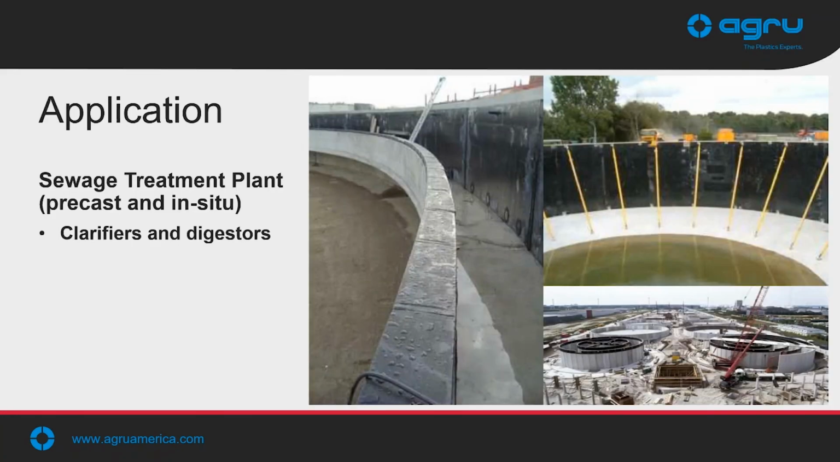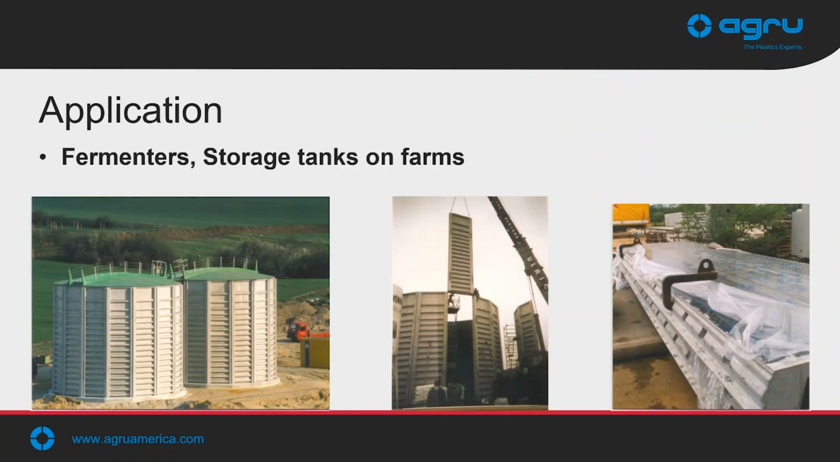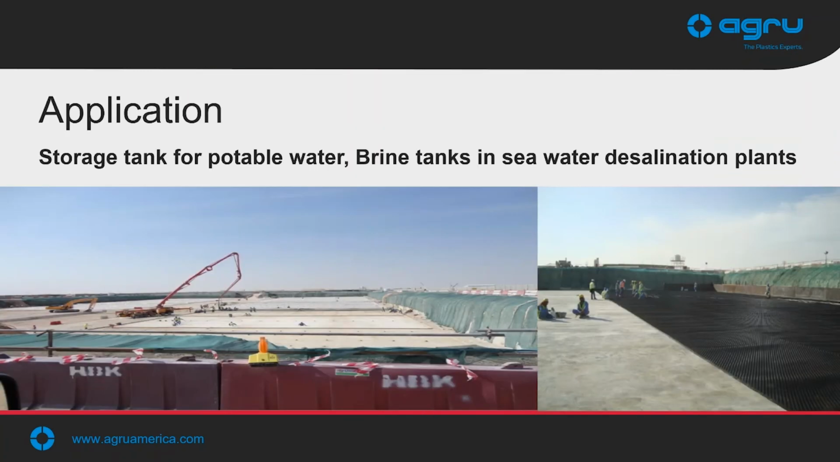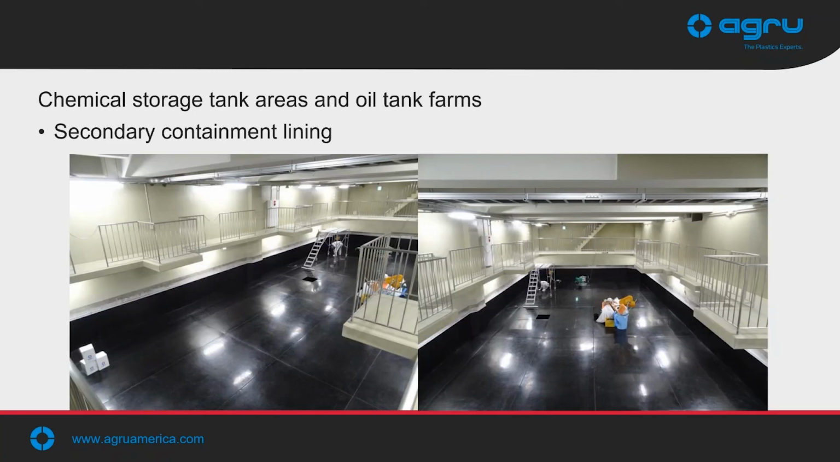Here's a sewage treatment plant. Both will have cast in place and precast applications. Tanks, digesters, fermenters for farms and other facilities. This is a storage tank for purified water or potable water. Here are some tanks used for desalination plants for brine storage. This is actually a combination of concrete protective liners and geomembrane liners in this application. Secondary containment and floor linings.